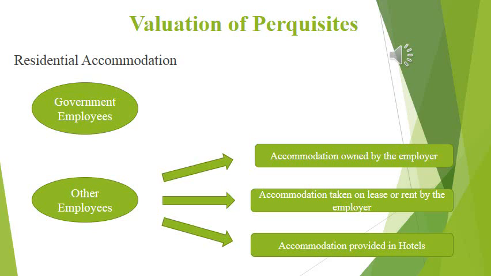Once again, the entire set of employees can be divided into government and other employees. Other employees can have different situations. One is the house owned by the employer. Another is a house taken on lease or rent by the employer and provided to the employee at free of cost. And another one is accommodation provided in a hotel for free of cost.